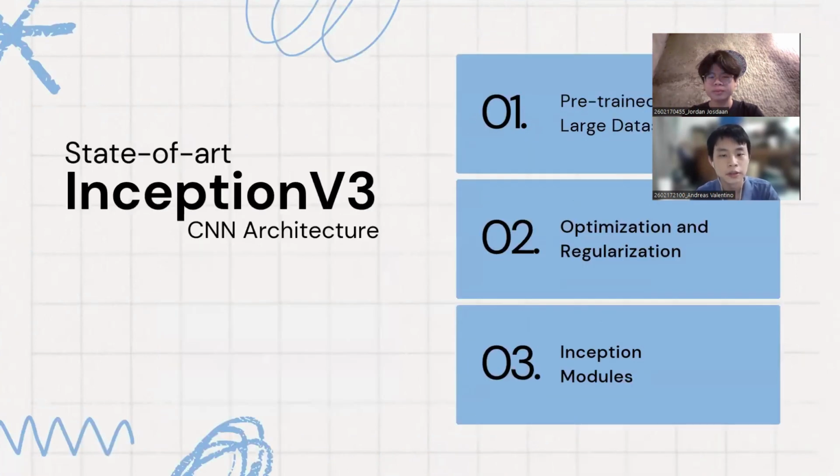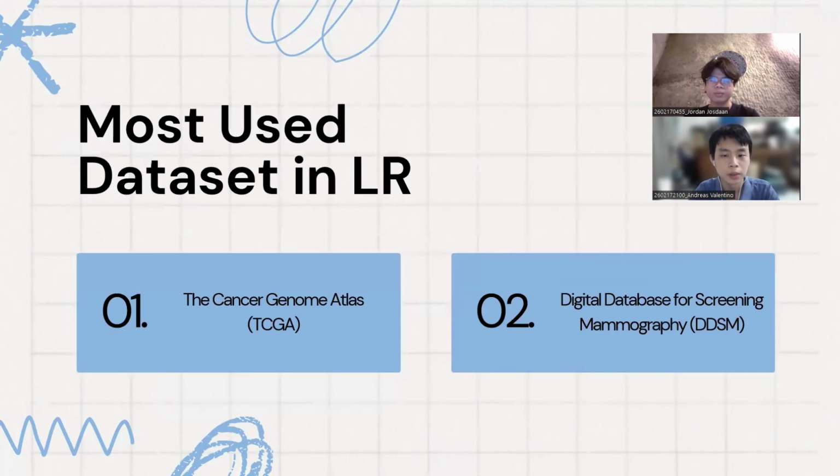Next. For the state-of-the-art model, we utilize Inception V3, which is characterized by being pre-trained on large datasets, optimization, and inception models. Next. The most common datasets in the literature review were the Cancer Genome Atlas, or TCGA, and the Digital Database for Screening Mammography, or DDSM. Next.